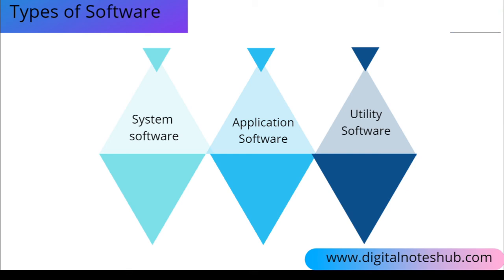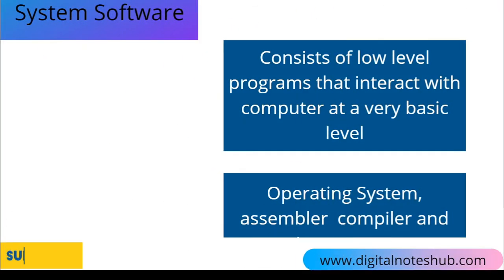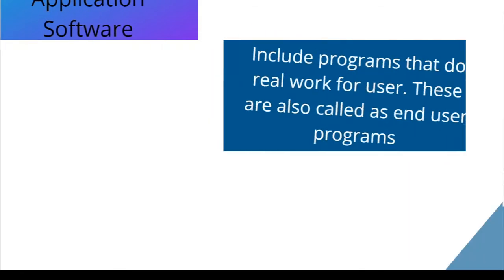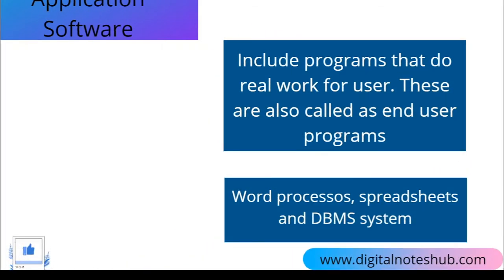System software are low-level programs. These software interact with the computer at a very basic level. Operating system, assembler, compiler, and interpreter are examples of system software. Next is application software. Application software are also called user programs. These software do real work for a user, like word processors, spreadsheets, and database management systems. Microsoft Office falls under the category of application software.